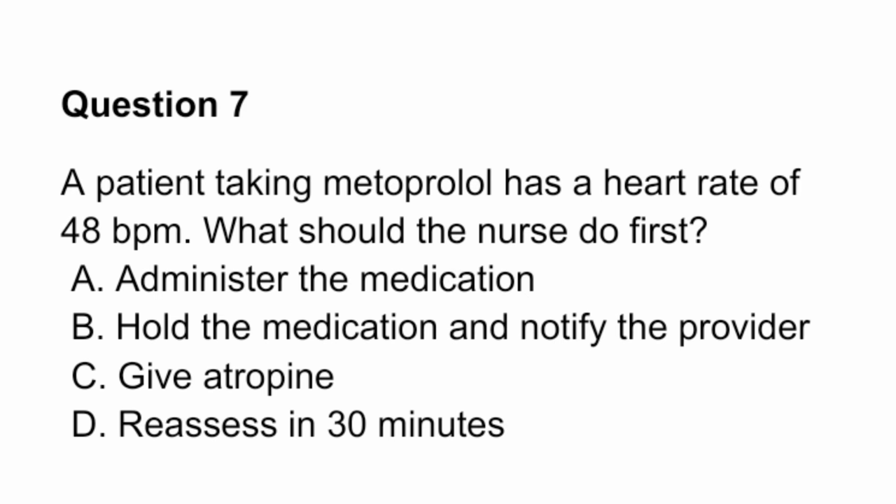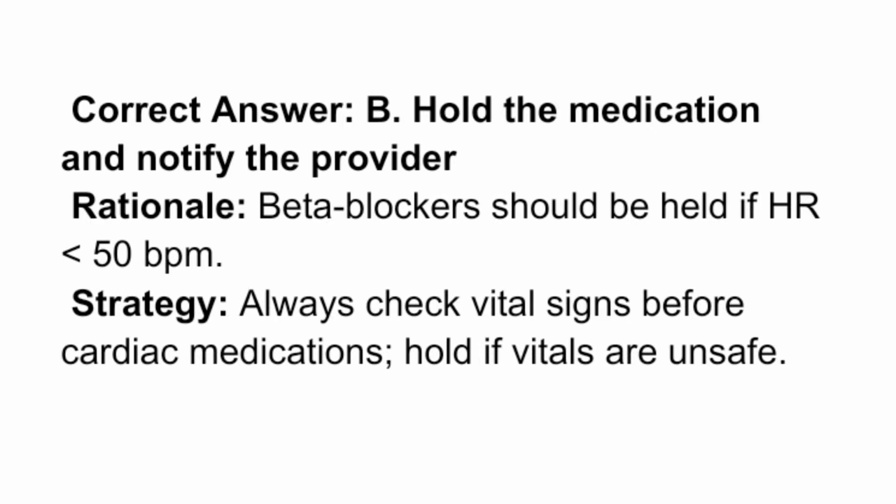Question 7. A patient taking metoprolol has a heart rate of 48 bpm. What should the nurse do first? A. Administer the medication. B. Hold the medication and notify the provider. C. Give atropine. D. Reassess in 30 minutes. Correct answer, B. Hold the medication and notify the provider.